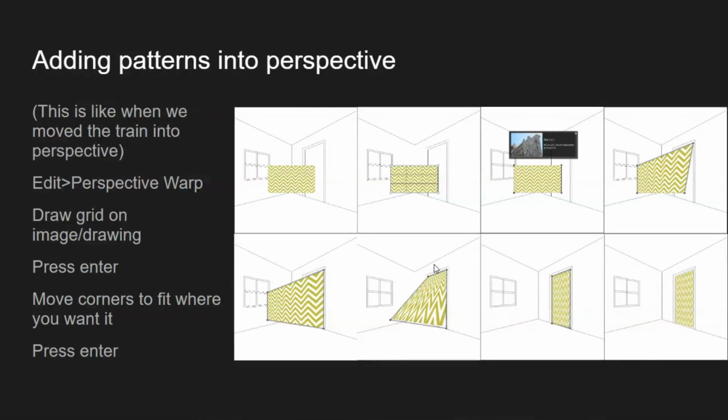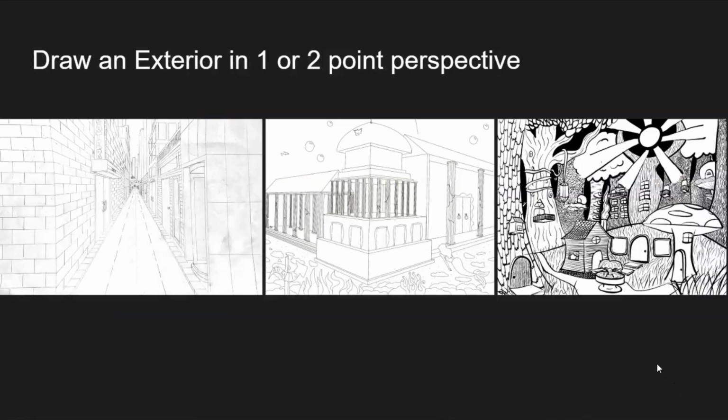And so you can include the windows, doors. Here's that link to slides on how to draw it out as well. You can even add patterns in perspective. So you use edit and perspective warp, draw grids on the image and draw it out. Then you press enter.